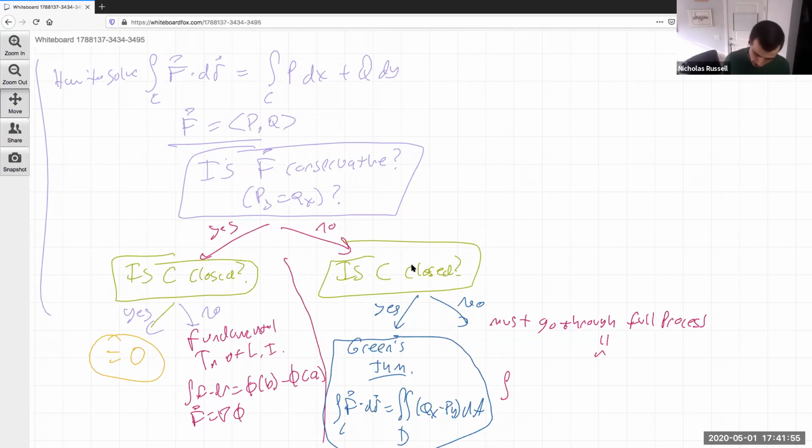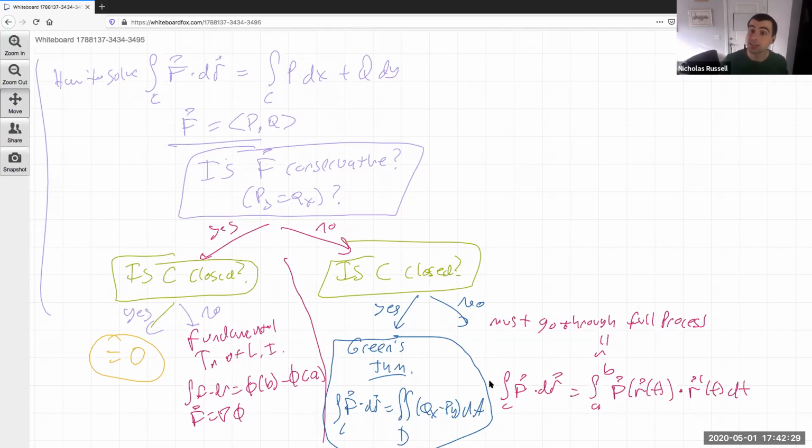And what does that entail? This means that F dot dr would be equal to parameterizing my curve, evaluating my vector field at my parameterization, and then taking the dot product with the derivative, dt. Or in this case, parameterizing this and then doing x prime or y prime there, depending on which one you have. But it's the same exact idea. So if I have to go through the full process, it's fine. I just have to parameterize my curve C and go through that.